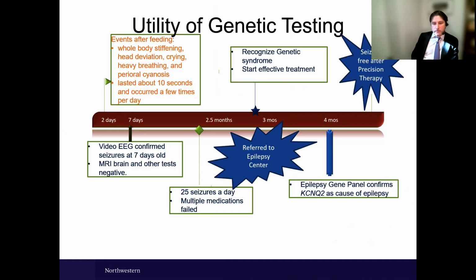So just a timeline for this baby's diagnosis. So 2 days of life, started having these typical seizures, tonic seizures. They knew they were seizures within the first week.